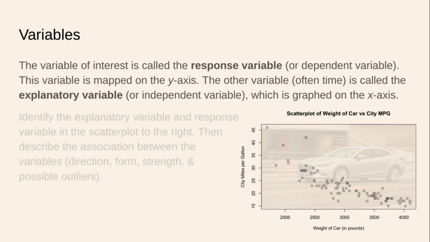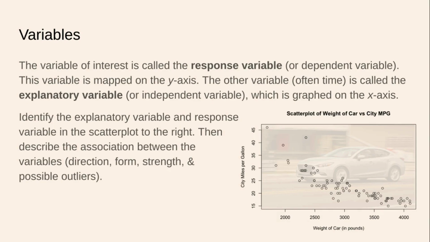So we're going to identify the explanatory variable and response variable in the scatter plot to the right. And then we're going to describe the association between the variables, that is the direction, form, strength, and if there are any possible outliers. So the explanatory variable is our horizontal axis variable. So that's the weight of the car in pounds. Then we have our response variable, city miles per gallon, right?